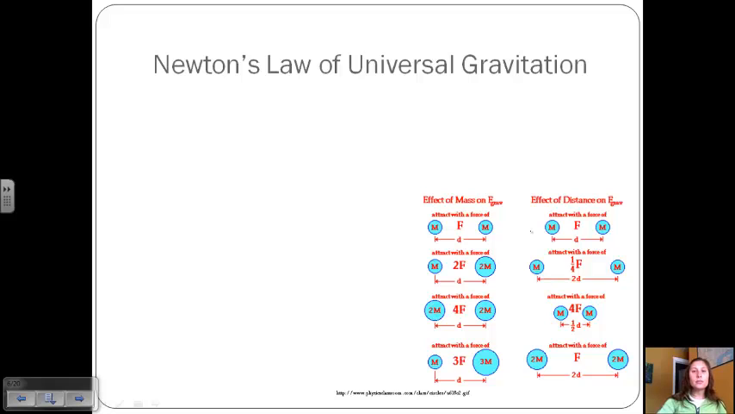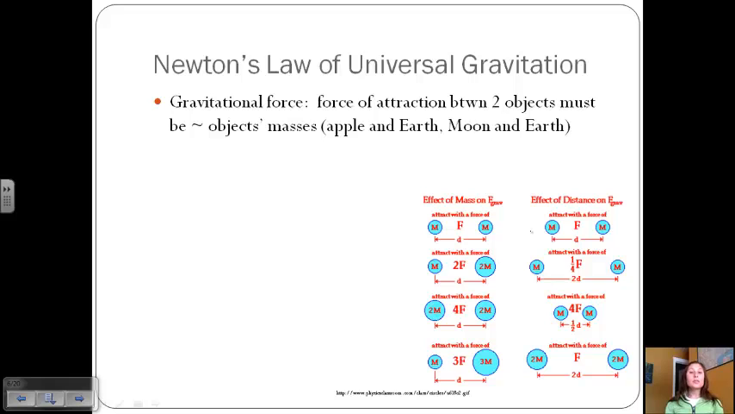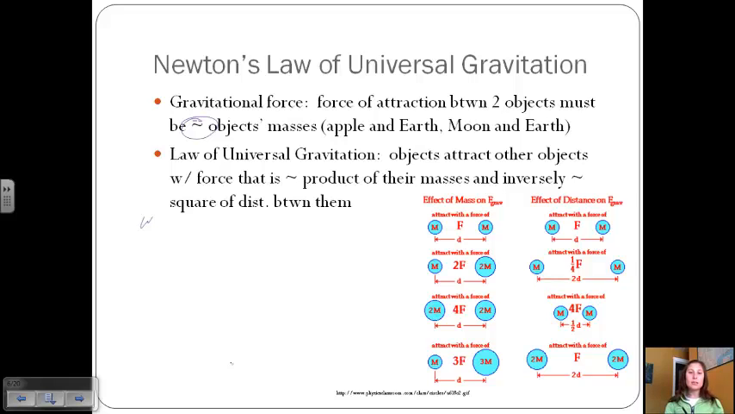Okay, so now let's talk about Newton's law of universal gravitation, and then we'll talk about how they relate to each other. Gravitational force is the force of attraction between two objects, and it must be proportional to, and that's what this symbol here means, is proportional to the object's masses. So force is going to relate to the mass. If you are comparing an apple with Earth, like when the apple hit Newton on the head, or maybe the relationship of the moon to the Earth, it's proportional to the object's masses.